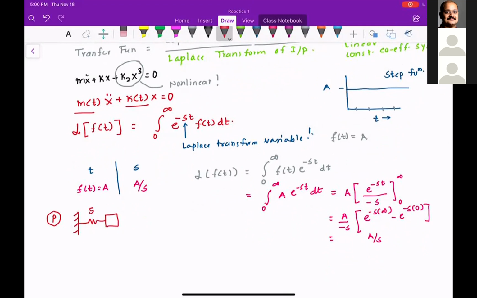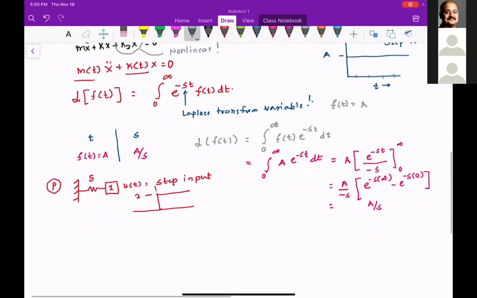The spring has stiffness 5. The mass is 1 kilogram and it is subjected to a step input. So u(t) is the step input, wherein the step is 2 units. So if you look at the equation, this equation is going to look like 1 x double dot plus 5x is equal to 2. And what I need to do is solve this equation.